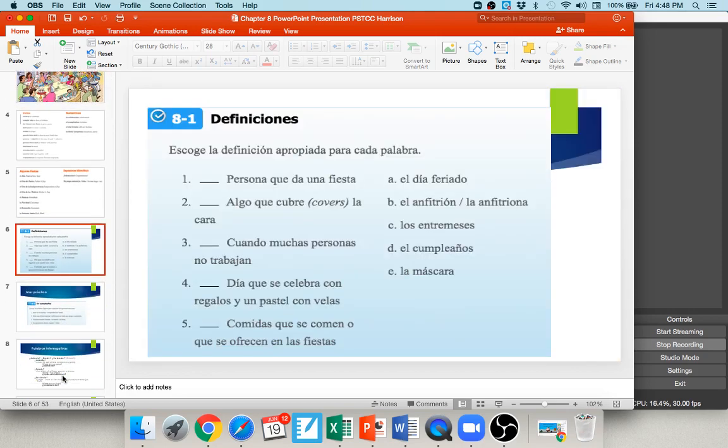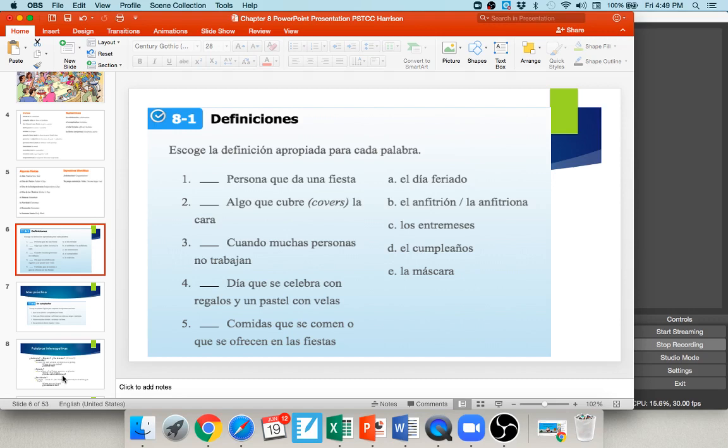Speaking of, in MindTap this week, you may be asked to do something like this, where I give you a term and you have to match it up. So number one says we're referring to a persona que da una fiesta, a person who gives a party. Well, a person who gives a party is likely the host or the hostess. So we're going to match number one with letter B, anfitrión or anfitriona. Okay, I'd like for you to pause your audio, give numbers 2 through 5 a try in the same way.